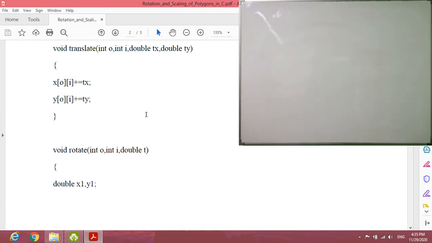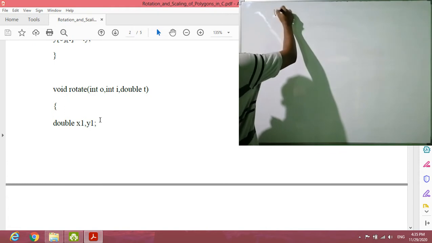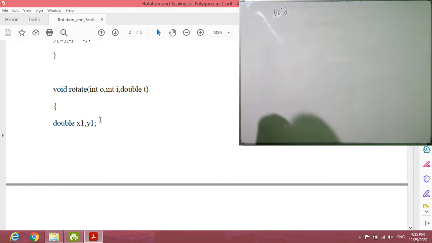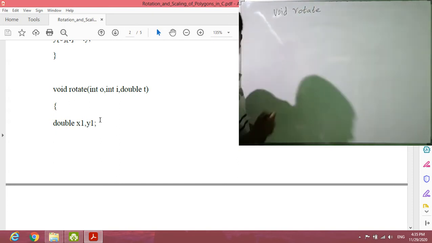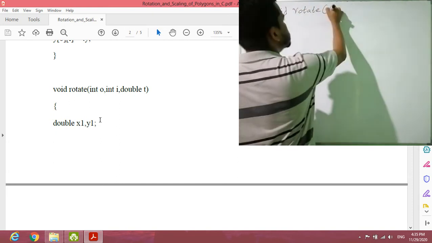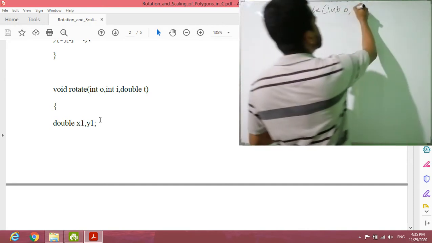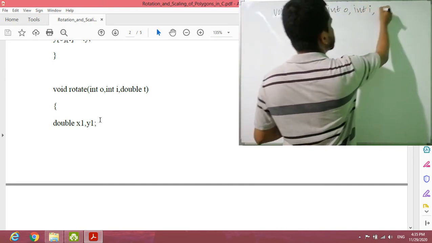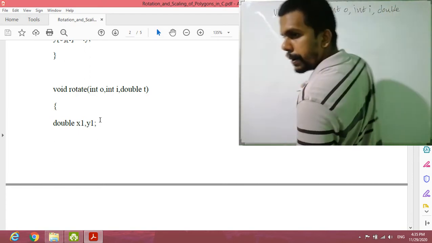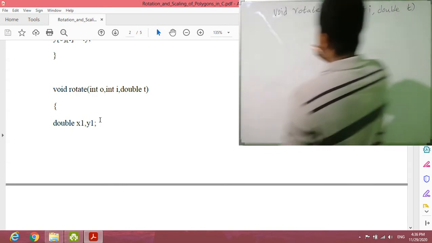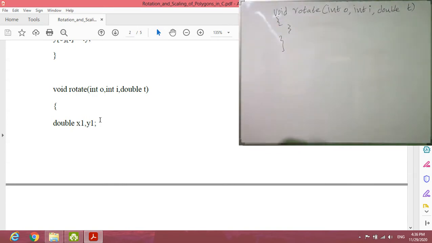Now we move to another function, void rotate(int o, int i, double t), and here the body goes.